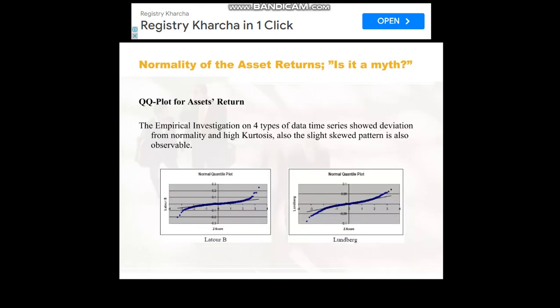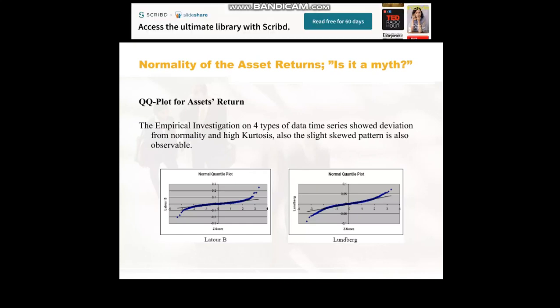QQ plot for asset return. The empirical investigation on four types of data time series showed deviation from normality and high kurtosis. Also, the slightly skewed pattern is observable.